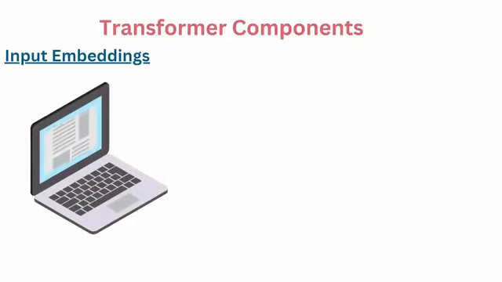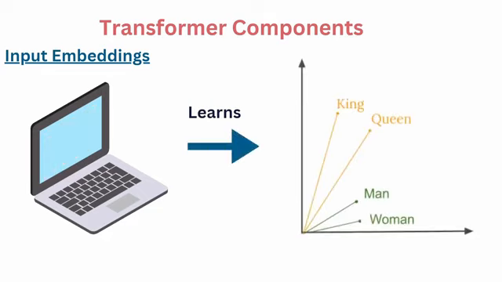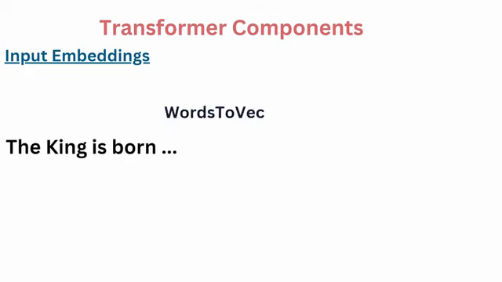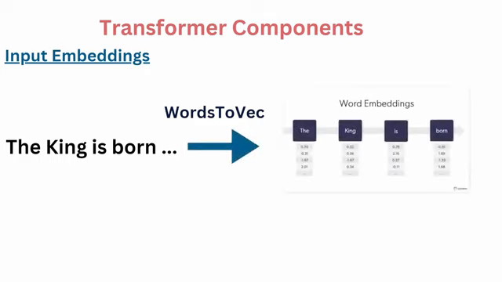Input embedding gives the computers the ability to learn the text. We all are aware that the computer does not understand the text. It understands the numbers. These vectors allow the computers to learn and understand this text. For example, when we are feeding this text, "the king is born", we are converting words to vectors. This is the vector with respect to all words in the sentence, and this vector is a numerical representation of a text.